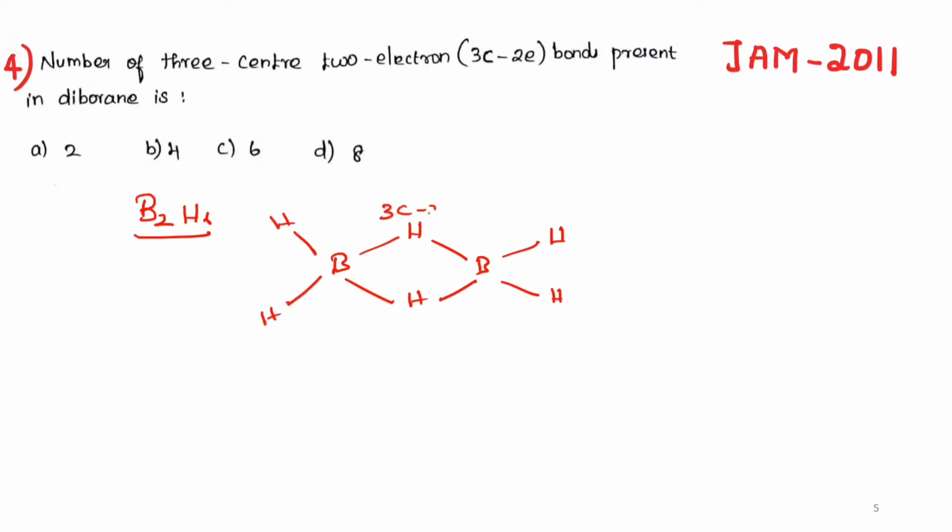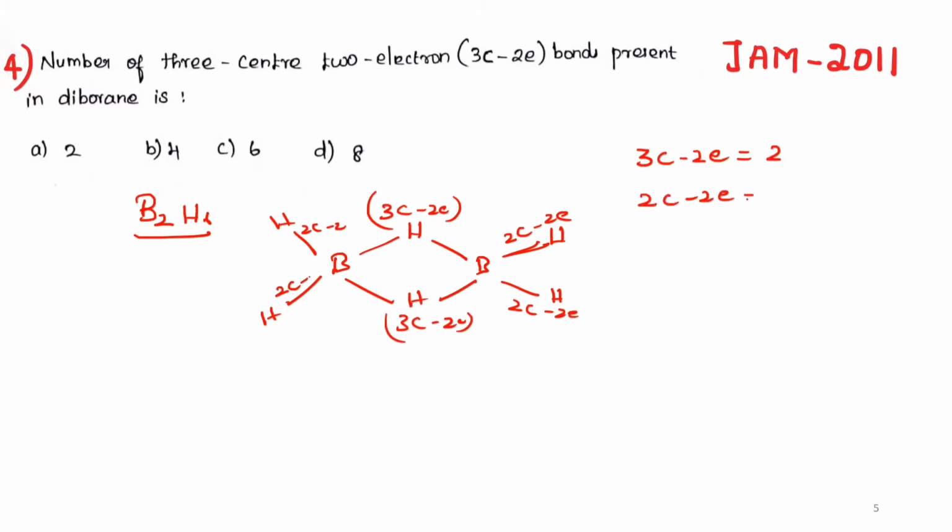This is a 3-centered 2-electron bond. This also is a 3-centered 2-electron bond. This bond is what? A 2-centered 2-electron bond. This also 2-centered 2-electron. This also 2-centered 2-electron. Therefore, how many 3-centered 2-electron bonds? In total, the 3-centered 2-electron bonds are 2, and 2-centered 2-electron bonds are 4. They are asking only the 3-centered 2-electron bonds. The answer is option A, containing the 2 three-centered 2-electron bonds. This was asked in JAM 2011.